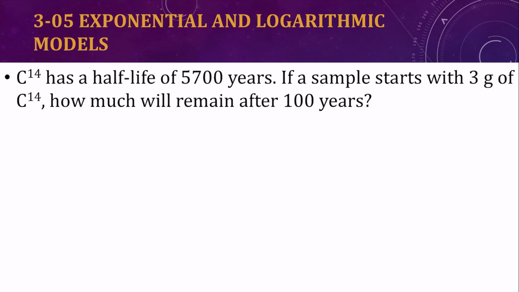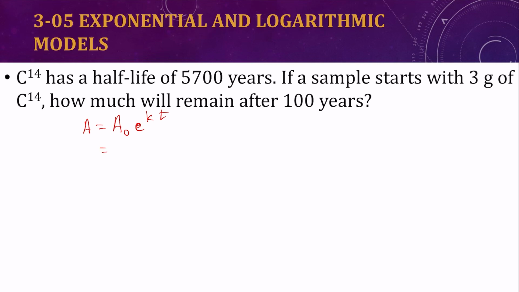Let's say carbon-14 has a half-life of 5,700 years, which is about true. If a sample starts with 3 grams of carbon-14, how much will remain after 100 years? So we'll use our radioactive decay formula. And the first thing we have to do is find the K.